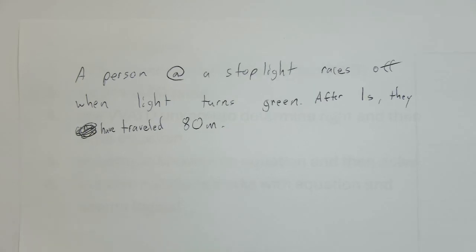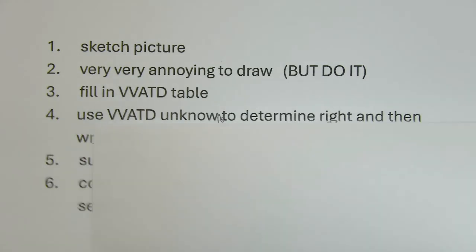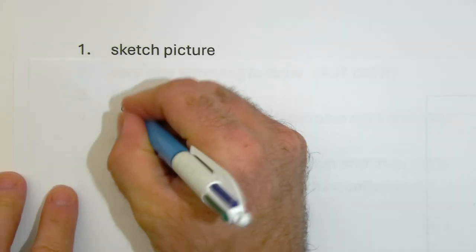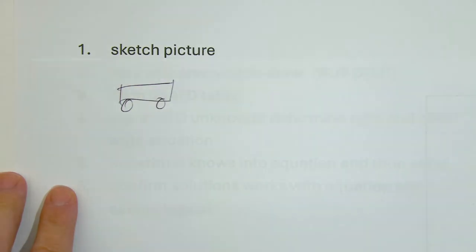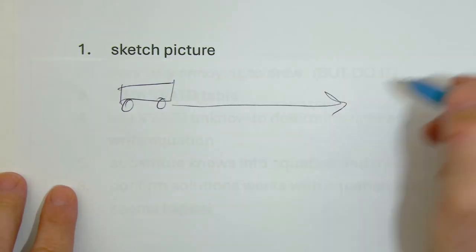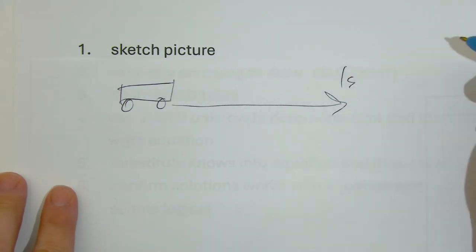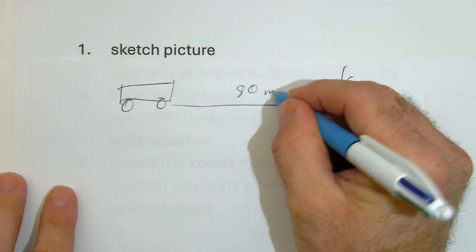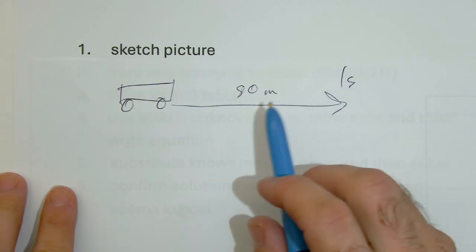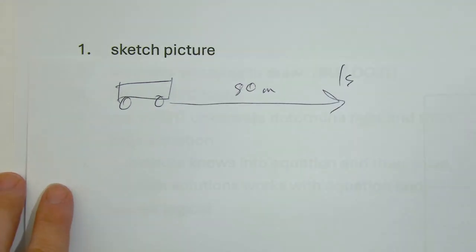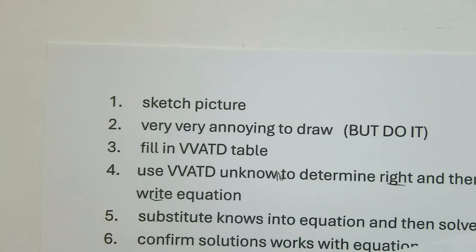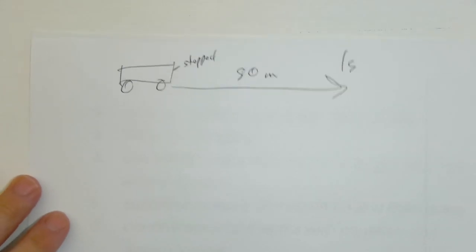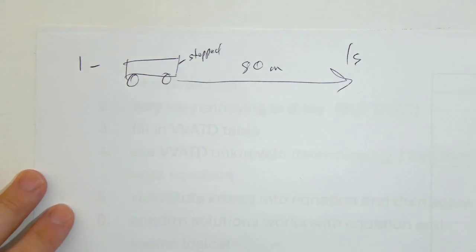So if we go back here and we try to model through this, step 1, sketch a picture. This doesn't necessarily need to be anything fancy. It's mostly just the idea to get you thinking about what's happening. You draw a little car, think of them racing off. This was 1 second later. You could say 80 meters, 1 second later, and then we could say they were stopped. All of these things are important. They would be stopped. So this is the example of step 1.